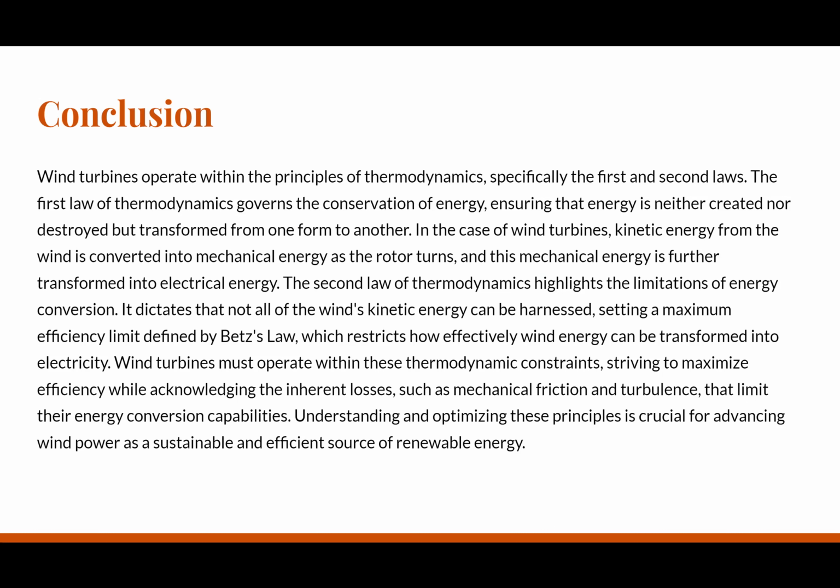The second law of thermodynamics highlights the limitations of energy conversion. It indicates that not all the wind's kinetic energy can be harnessed, setting a maximum efficiency limit defined by Betz's law. This restricts how effectively wind energy can be transformed into electricity. Wind turbines must operate within these thermodynamic constraints, striving to maximize efficiency while acknowledging the inherent losses such as mechanical friction and turbulence that limit their energy conversion capabilities.